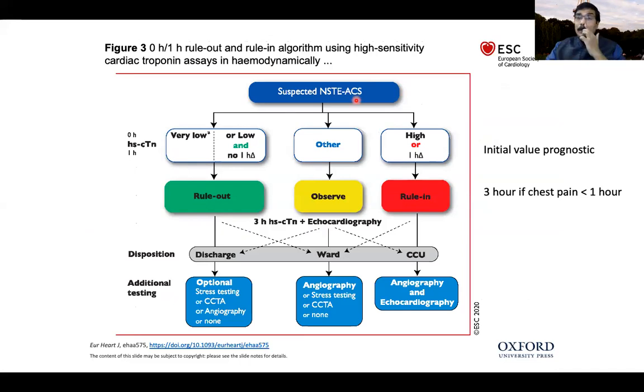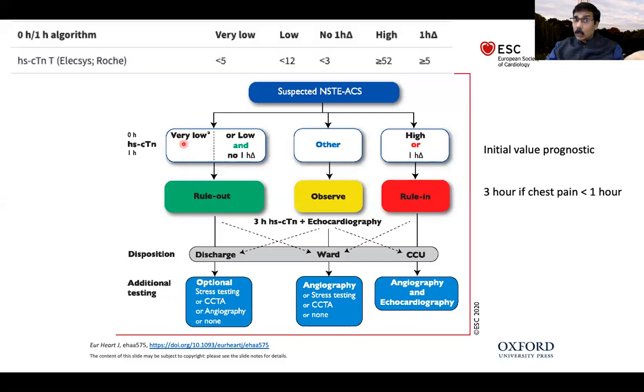Now this is the simplest. Before, we used to make a patient wait for 6 hours in the emergency, the trop should be negative over 6 hours, and only then would we send the patient out. No, we don't have to do that. If your patient has a very low level, let's take the Roche kit and see what happens. The very low level is going to be less than 5.